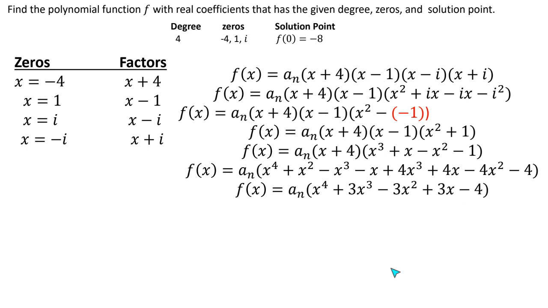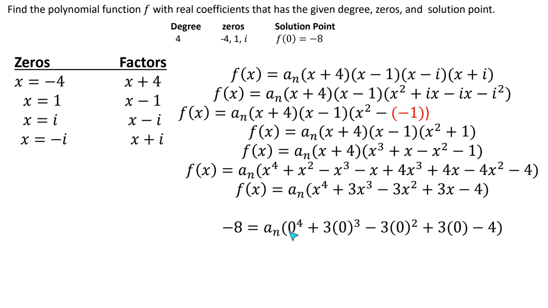But now, instead of just using 1, they give us something called the solution point. And in this solution point, we have f of 0 is equal to negative 8. So 0 represents x, and negative 8 is your y. So what we can do is, in my x's here, I can replace them with zeros. So 0 to the 4th, 0 cubed, 0 squared, and so on. And I know that this whole thing is equal to negative 8. So if we simplify in here, this is 0, 0, 0, and 0, we end up with negative 4.